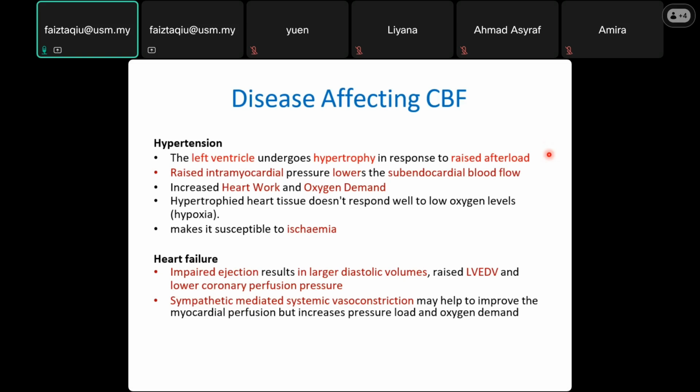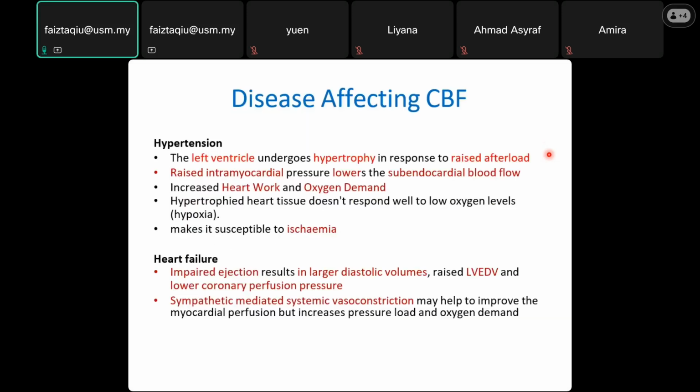Impaired ejection results in larger diastolic volumes, so raised left ventricular end diastolic volume and lower coronary perfusion pressure. Sympathetic mediated systemic vasoconstriction may help to improve the myocardial perfusion, but this can increase the pressure load and oxygen demand.